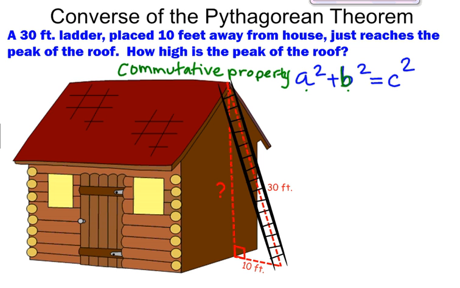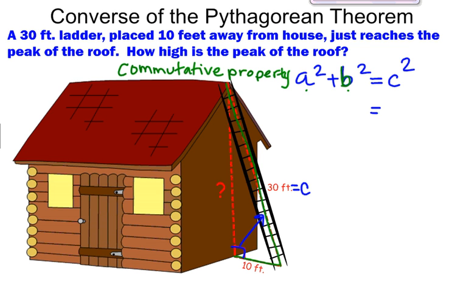So when I look at this problem that says a 30-foot ladder is placed 10 feet away from the house and it just reaches the peak of the roof, how high is the peak of the roof? So they've told me that this length here is 30 feet, and they said that the ladder is 10 feet away from the side of the house. And I love on this picture that they have given me the right angle because when I look directly across from that, I can tell that this is the longest side, that's the hypotenuse, that's the letter C.